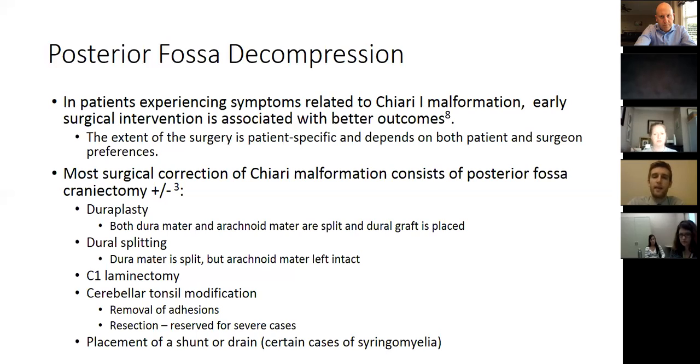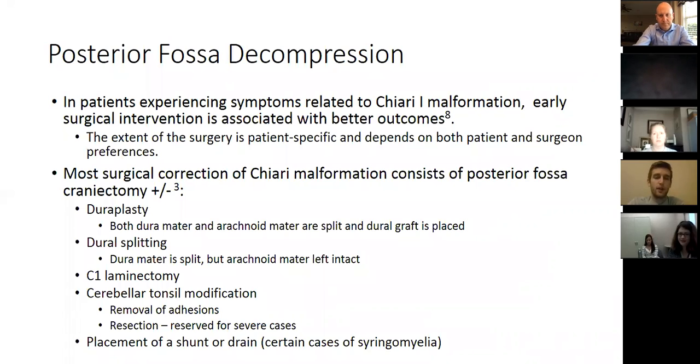Surgeons, depending on how bad the case is, can either elect to do a duroplasty. So they'll split both the dura mater and the arachnoid mater, and they'll place a dural graft. So this allows more room for CSF to flow around these cerebellar tonsils, thereby decompressing that area.